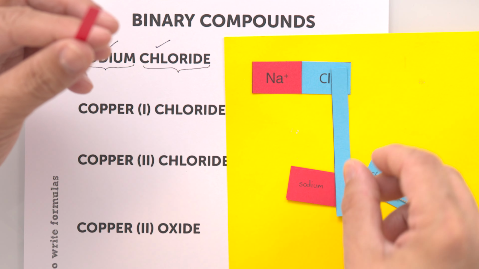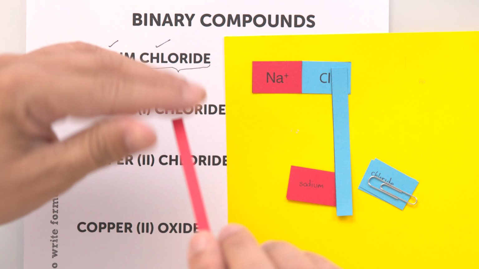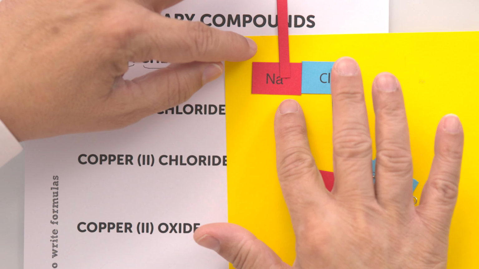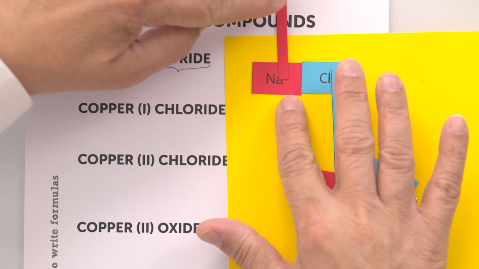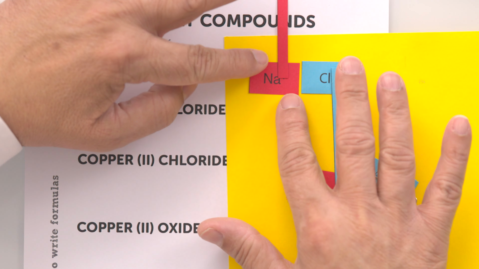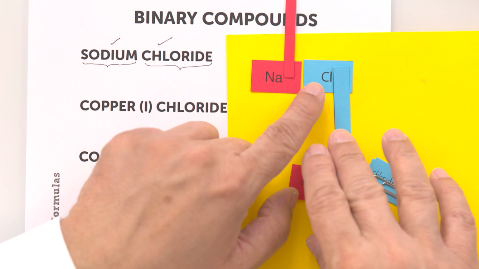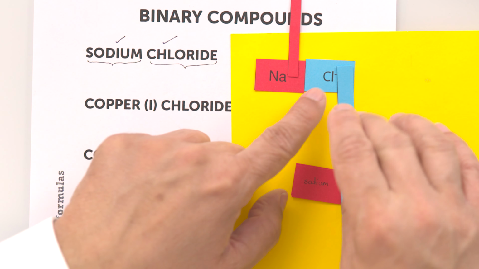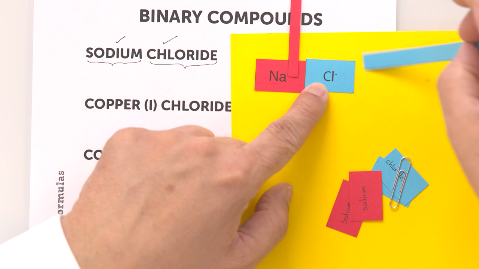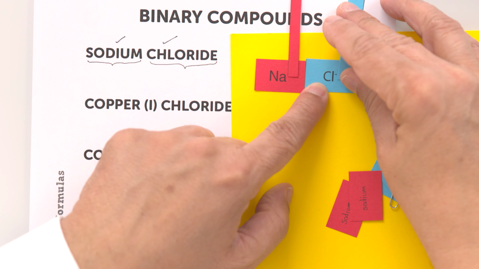So let me just cover that up real quick. Let's see if I can do this effectively. Boom. So you are not interested in the charges when you're writing formulas. So there we go. Sodium done. We're ignoring the charge for now. I'm going to repeat this with the chloride ion. So let me just cover that up as well.